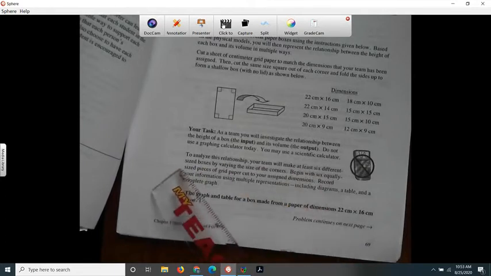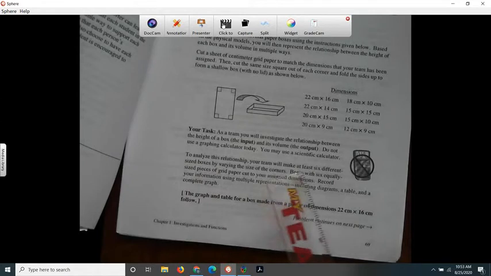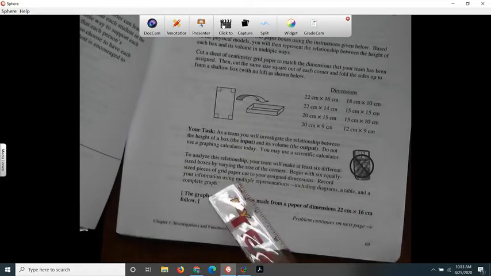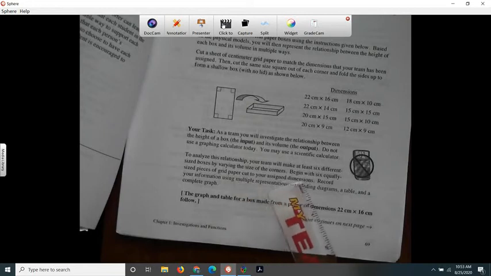I'm just going to use this document camera. Begin with 6 equally sized pieces of grid paper and cut to your assigned dimensions. Record your information, including diagrams, a table, and a graph. So let's start out like that.